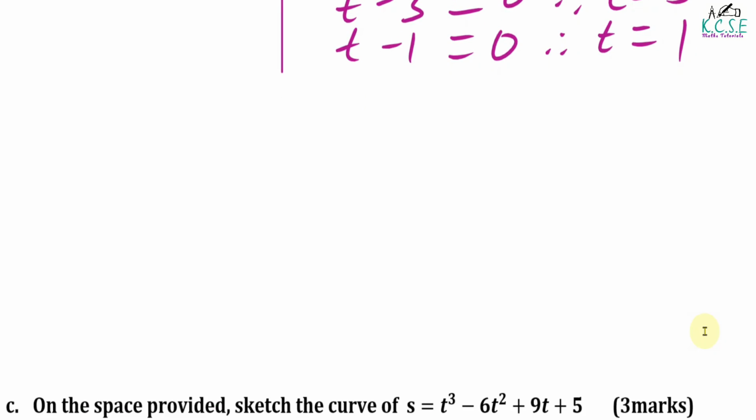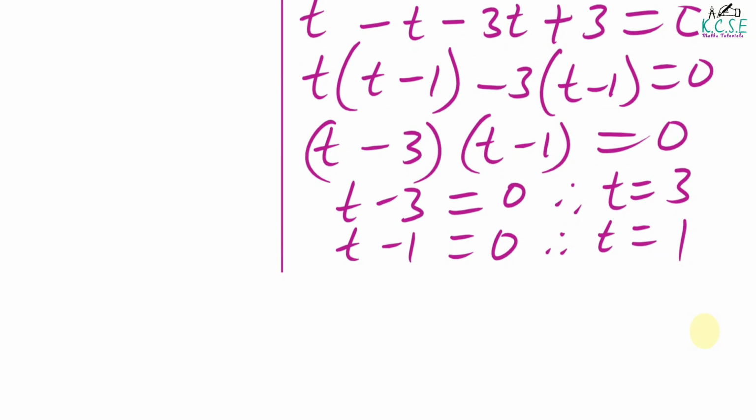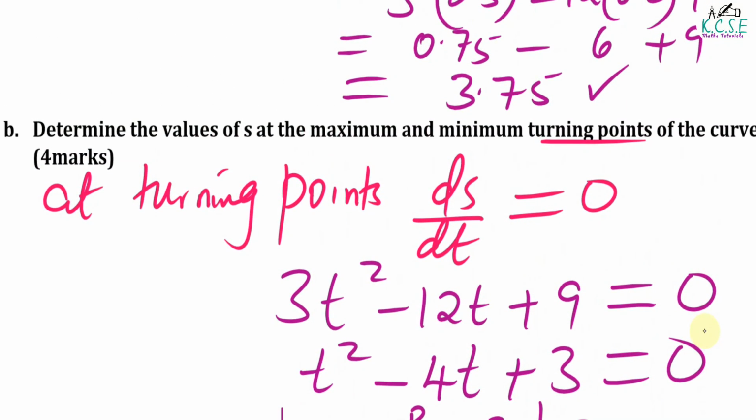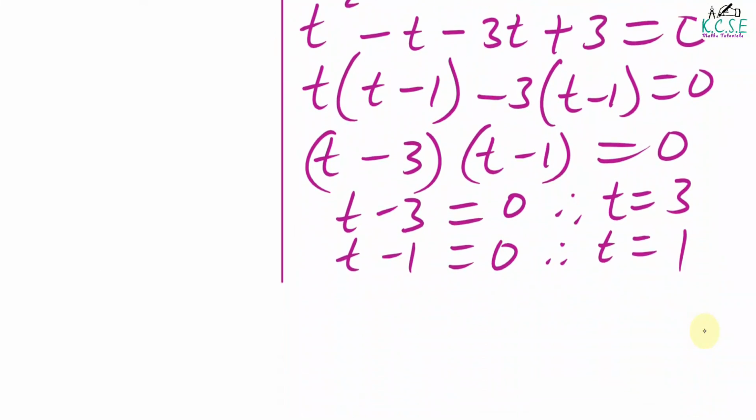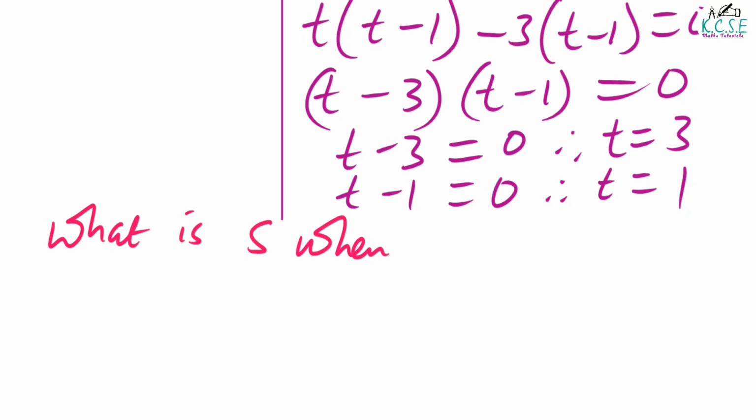So now, since we obtained two values of t, we need to answer the question and get the values of s at this turning point. At the turning point, the values of t will be 3 and 1. So what is the value of s when t is equal to 3 and t is equal to 1?